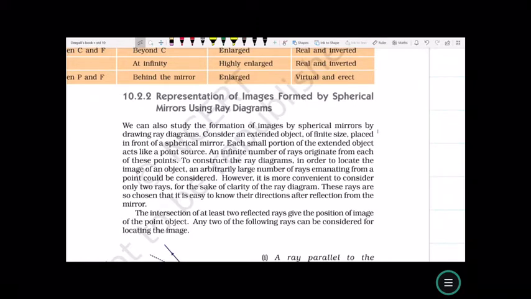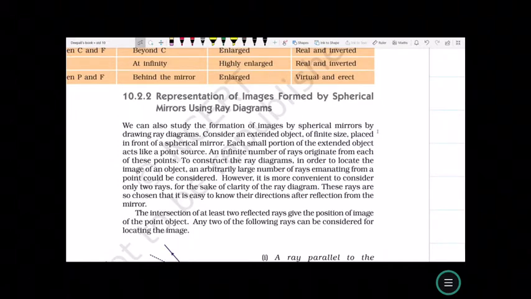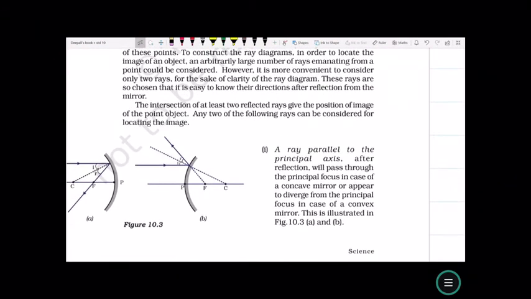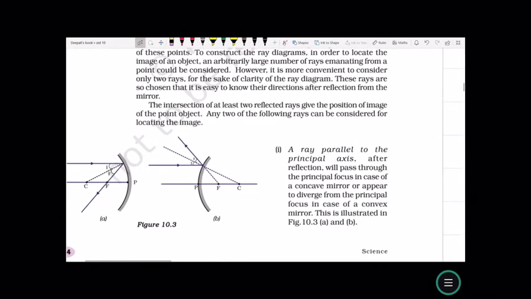The intersection of at least two reflected rays gives the position of the image of the point object. Any two of the following rays can be considered for locating the image. So let us understand what the rules are to be followed for a ray diagram. Now we understand what a ray diagram is. A ray diagram is just a method by which we try to understand and study the formation of the image by a spherical mirror.